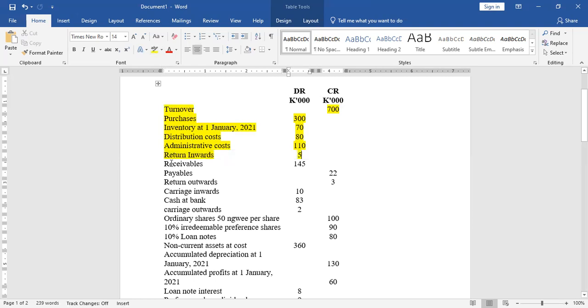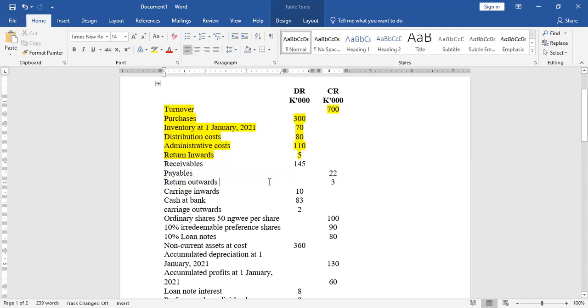Receivables, these are people who owe us, and these are assets. They will not come into the income statement or the statement of profit or loss. Payables, these are liabilities. These are people that we owe, that we need to pay. They are liabilities, they do not come there.